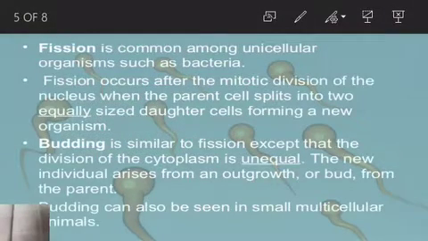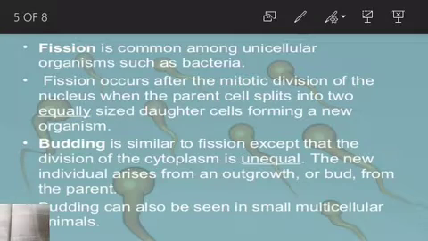So students, what is fission? Fission is common among unicellular organisms such as bacteria. In your first chapter, I think, you learned about binary fission and multiple fission in amoeba, right? So fission means dividing the cell into two. Fission occurs after the mitotic division of the nucleus, when the parent cell splits into two equally sized daughter cells, forming a new organism.